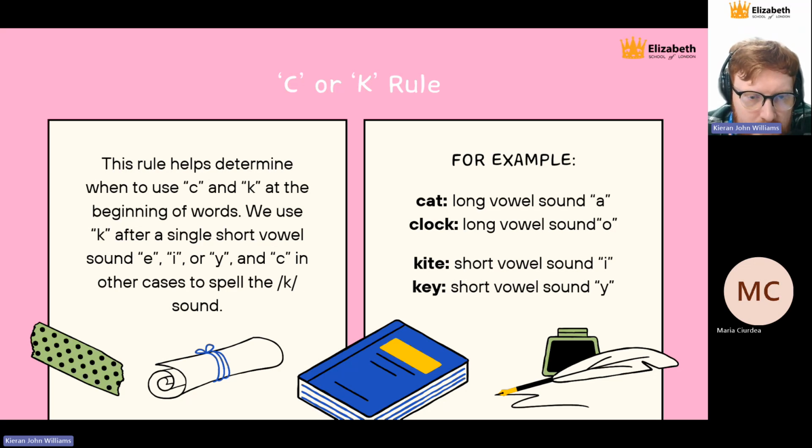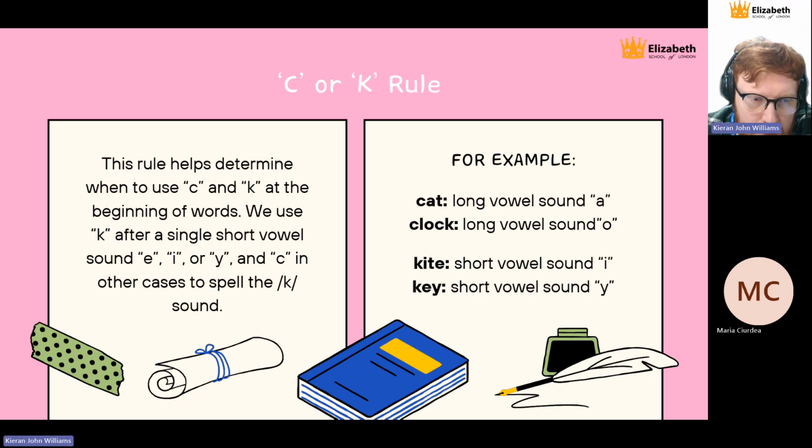So if we look at the example, if we have a K, we need to have a sound like E, I, or Y afterwards. So if we look at the examples over here, we've got the K letter, and we have the E that would match with that sound, or if it is I like that, it would match that sound. In all the other situations, we use the letter C to make the sound.